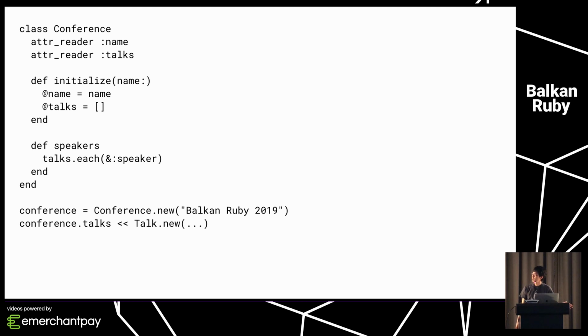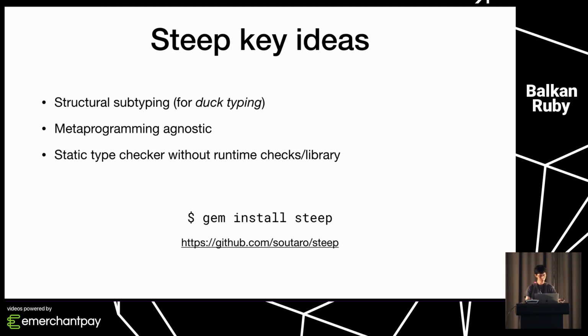So this is an example Ruby program. It's a really small Ruby program. It defines a Conference class. It defines 2 attributes, name and talks, and defines 2 methods, initialize and speakers. And at the bottom of the code, we make an instance of Conference and assign it to the conference variable, and we use the conference talks method.